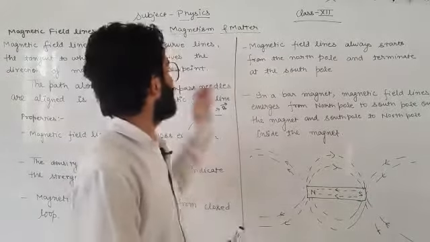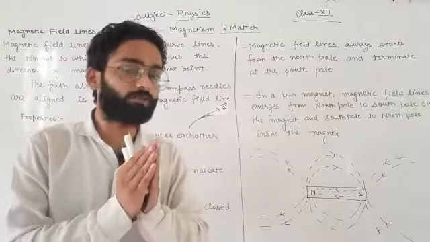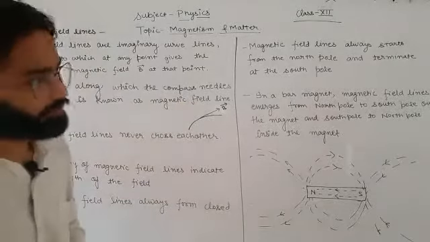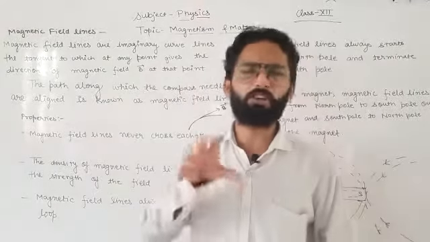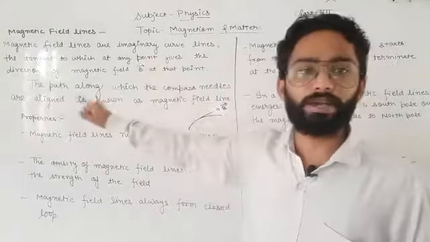So I hope you are all getting these properties. These are very important properties. One of the properties will be asked in the examination, I repeat it. So be ready with this: what are magnetic field lines? Magnetic field lines are imaginary curved lines. At any point, if we draw a tangent, that gives the direction of the magnetic field.